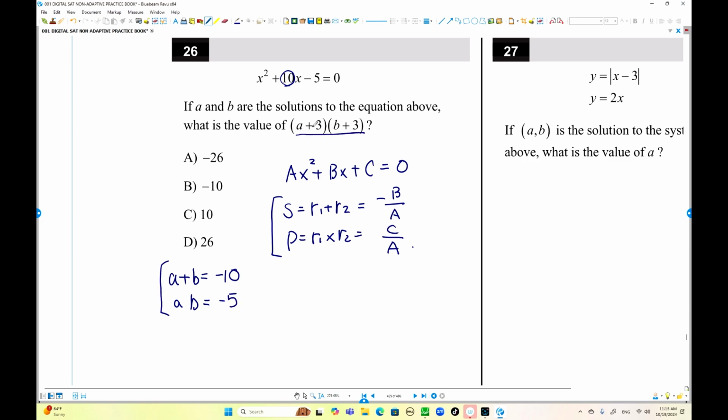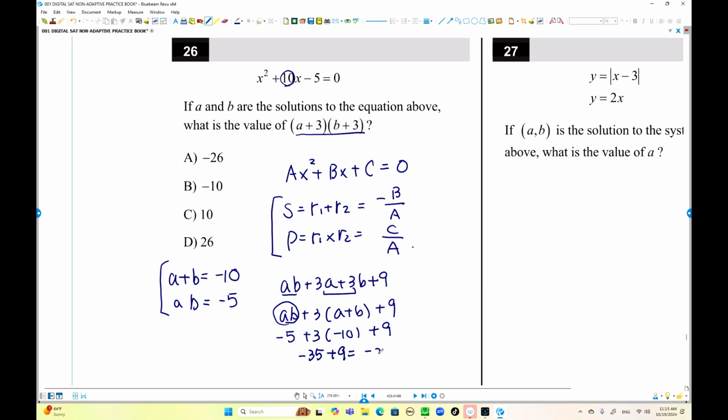How can you find this number? You can expand it. (a plus 3)(b plus 3) equals ab plus 3a plus 3b plus 9, using distribution. So ab plus 3 times (a plus b), the sum of the roots, plus 9. We find the product is negative 5, and the sum of the roots is negative 10, so negative 5 plus 3 times negative 10, plus 9. That is negative 30 and negative 5 is negative 35, plus 9. So negative 26 is the answer.